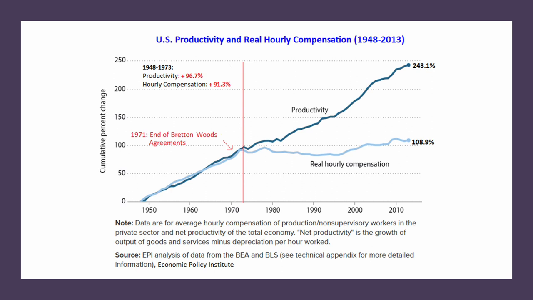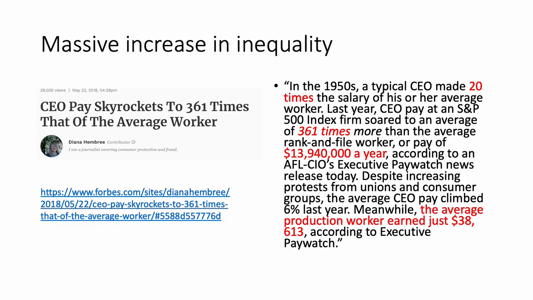Wages, real wages, discounted for the value of inflation, are hardly higher than they were in the 1970s. As you'll see, in some respects, they've gone down. So where did all that extra productivity, meaning wealth, go? Well, it went to the rich. And that is what has happened, that we have had massive increases in inequality.